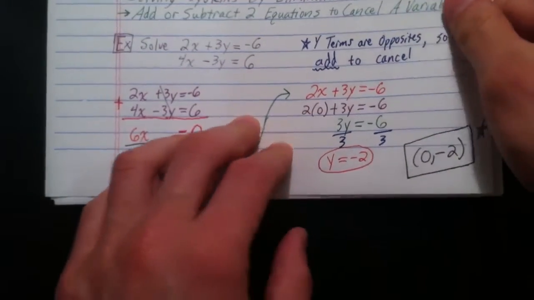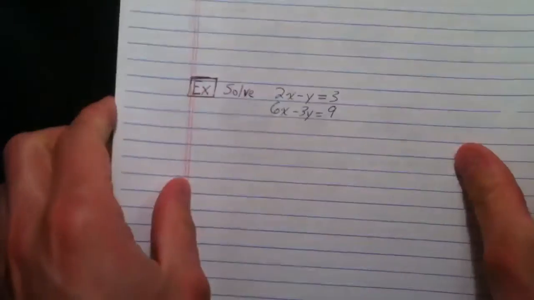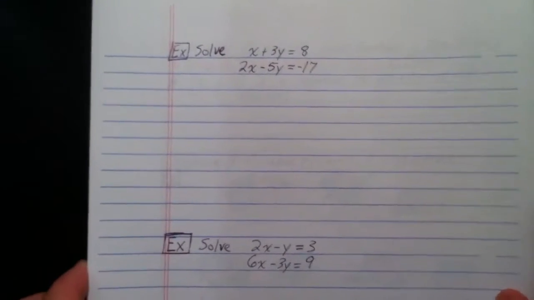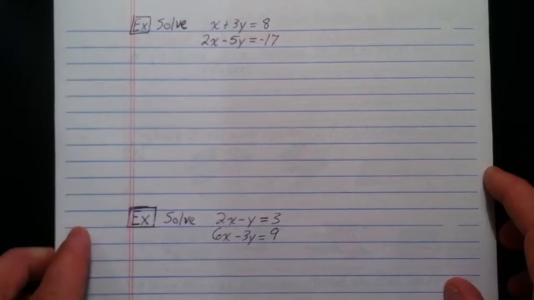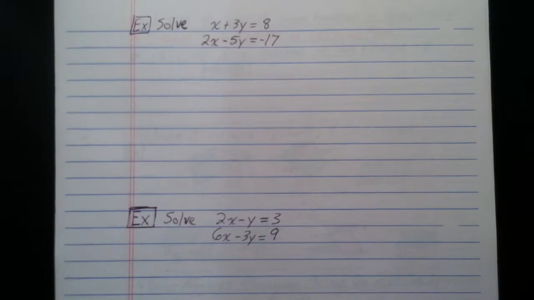Flipping to the next page of the notes, let's look at two more examples of solving a system by elimination. And then we will be done with this section. So, next example, we have x plus 3y equals 8 and 2x minus 5y equals negative 17.